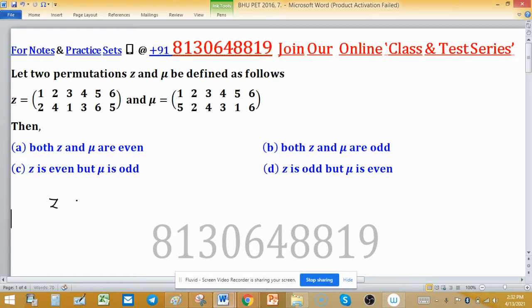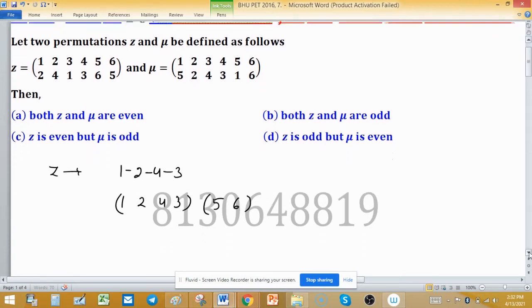As Z is given to us, 1 is going to 2, 2 is going to 4, 4 is going to 3, and 3 is going to 1. So the first cycle is this, and then since 1, 2, 3, 4 are used, 5 is going to 6, and 6 is going to 5. So Z can be written as a product of disjoint cycles like this.